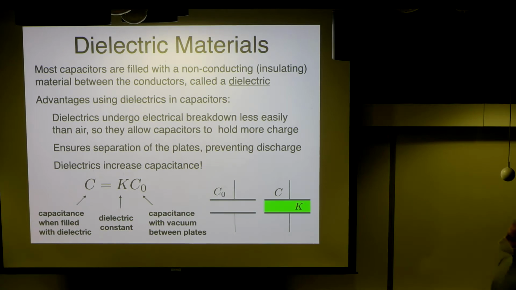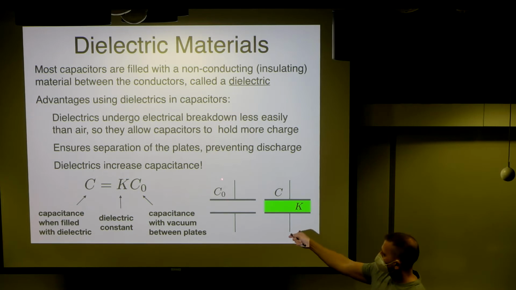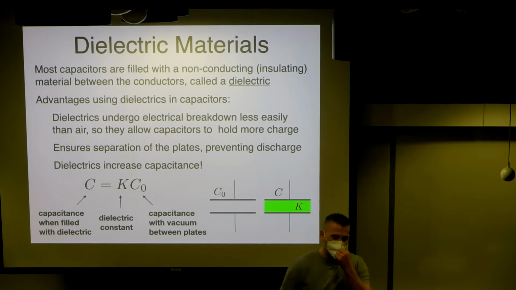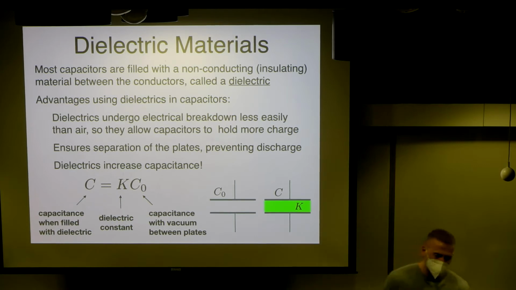So the last reason is that dielectrics will actually increase your capacitance. If you compare these two situations, a capacitor just filled with vacuum, let's call the capacitance of this one C0. That's typically how we're going to label this. C0, 0 indicates a vacuum between the plates. And then we compare that to this capacitor, which has some kind of dielectric material in between the plates.